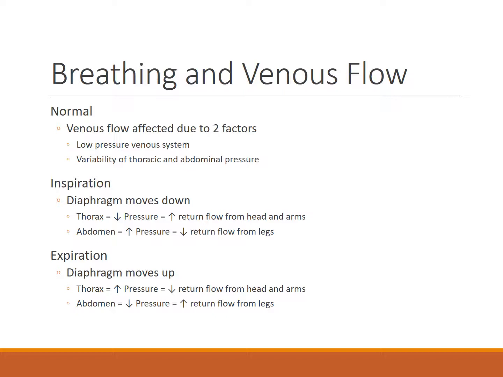Also with inspiration, because of that diaphragm moving down, it is now going to increase our abdominal pressure. And with that increase in abdominal pressure, it's going to stop or reduce the return of flow from the legs. The opposite is true then when we exhale, or during expiration, the diaphragm is going to move back up into the thorax, which causes increased pressure in the thorax and will decrease the return of flow from the head and the arms. Opposite of that then, the abdomen will decrease in pressure, meaning increased return of flow from the legs.